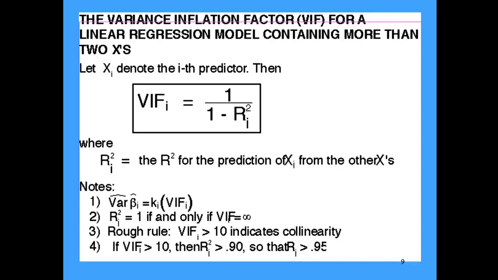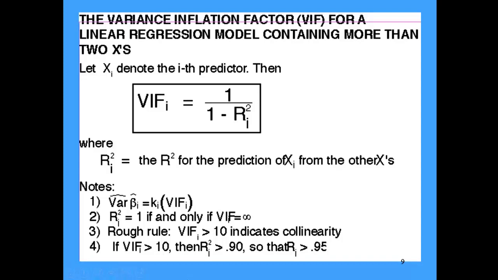Now, there's a rough rule that's been used, and it's a rough rule, but it's not so bad. If you've done a linear regression, and you compute the VIF for any one X compared to the other nine X's, or the other X's you have in your model, so if you had 10 X's, you'd have 10 VIF computations, and any one of them is greater than 10, that suggests collinearity.